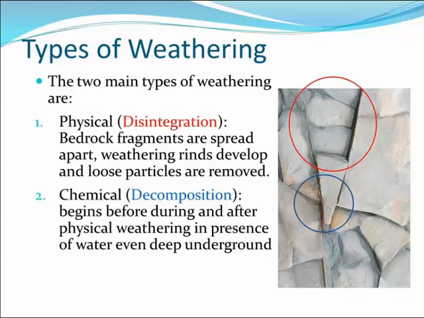Well, there are two types of weathering: physical weathering and chemical weathering. The catchphrase I use for physical weathering is disintegration, and the catchphrase for chemical weathering is decomposition. Today we will only talk about physical weathering. That's essentially when bedrock fragments are spread apart, weathering rinds develop, and loose particles are removed.